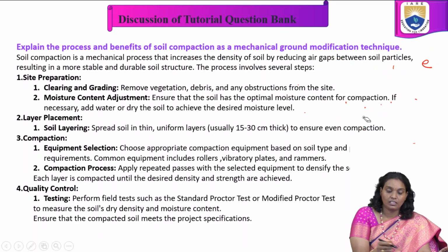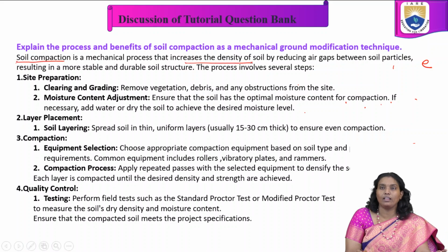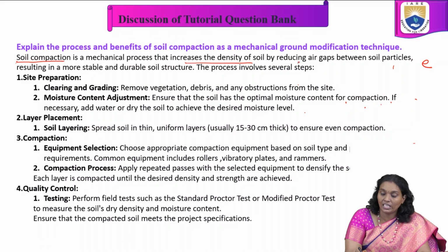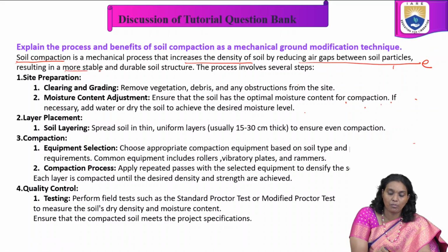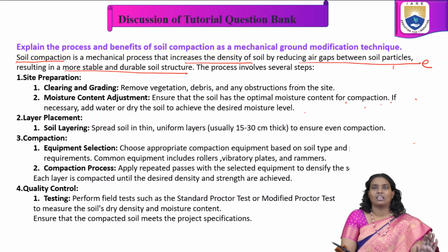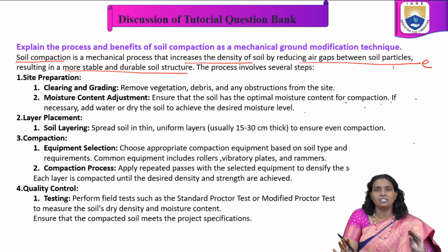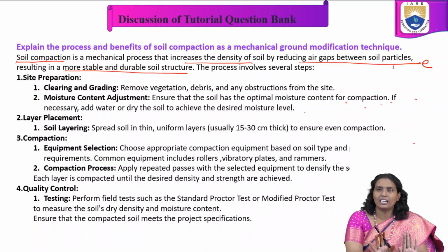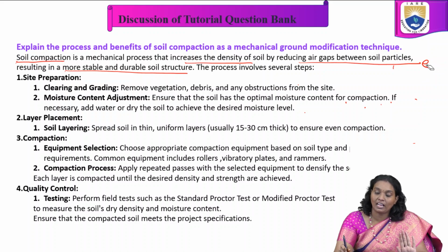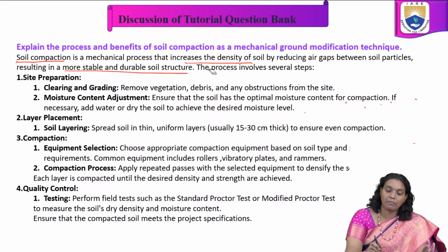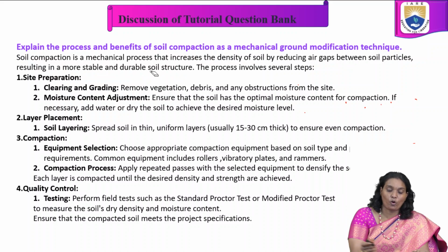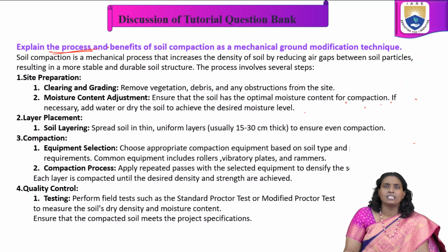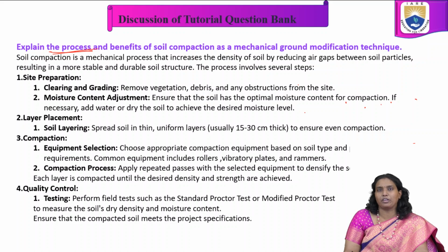So now it is soil compaction. It increases the density of the soil. What will happen? Reducing air gaps between the soil particles. What is the result? More stable and durable soil structure. This is soil compaction in simple words. These are the technical terms which we use as per the terminology given in the question. Now the process is nothing but the step-by-step procedure.